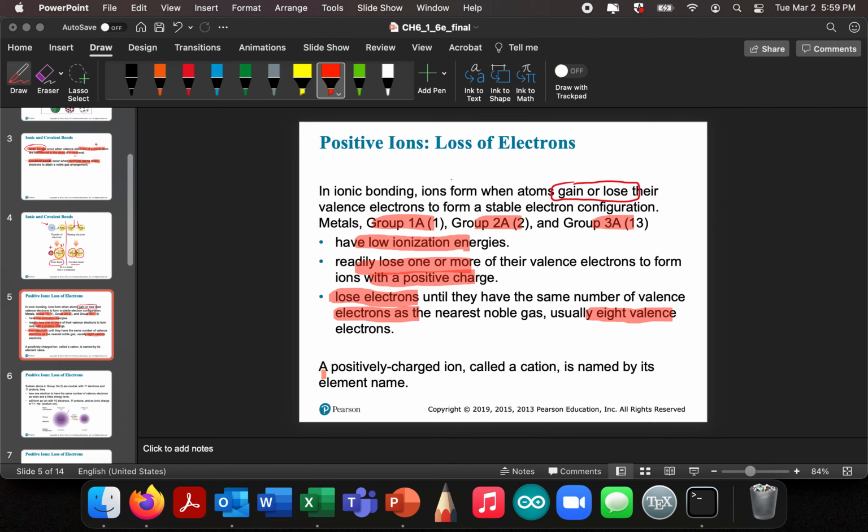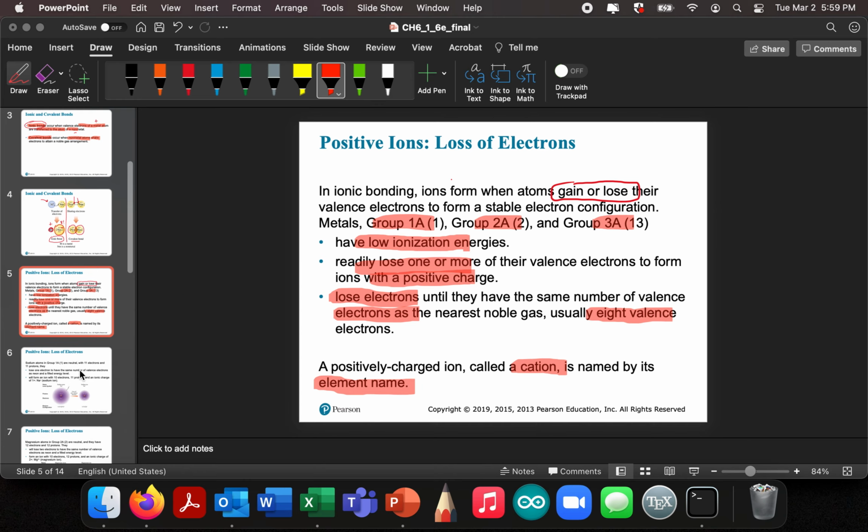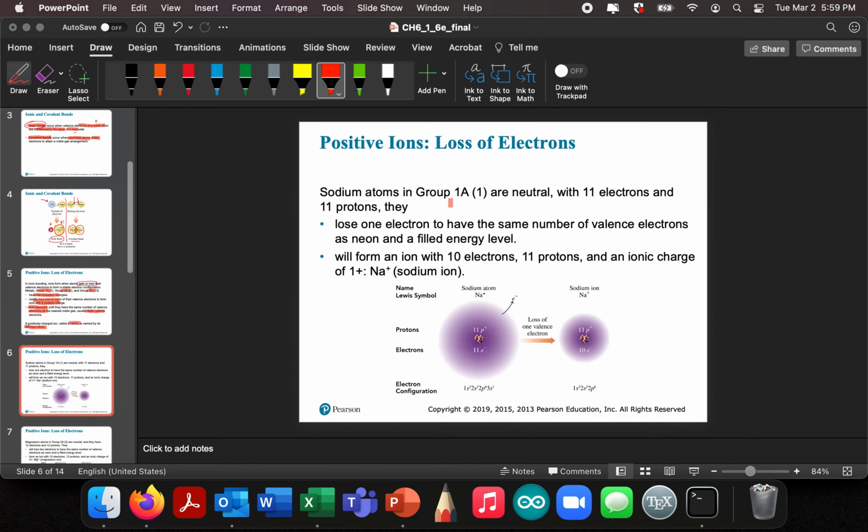All right, a positively charged ion, which we're going to call a cation, is named simply for its element name. We do not change the name of a positively charged ion. We simply give it the name of the element. Okay, so here's an example. Sodium atoms, those are in group 1A. They're neutral, but they have 11 electrons and 11 protons. After they lose one electron, they have the same number of valence electrons as neon. And they also have a filled energy level.